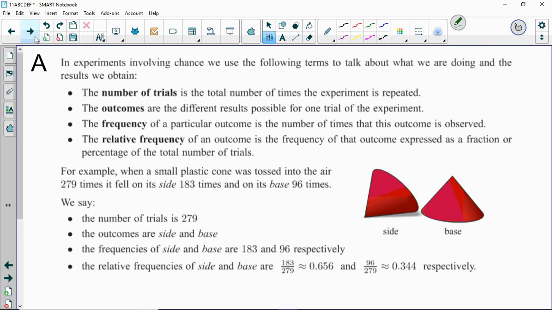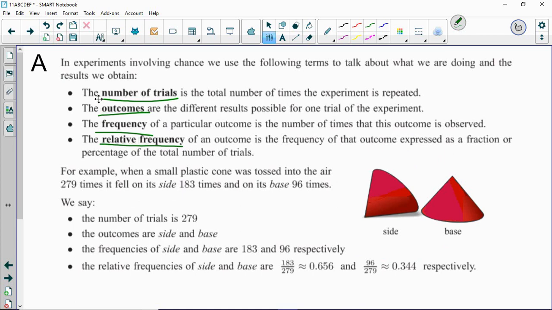All right, so we're doing an experiment. We're going to talk about the number of trials. That's how many times the experiment happens. The outcomes: just what are the different possible results for each particular trial. Frequency. That's how many times a result happens. Relative frequency. That's making that frequency into a percentage out of the total.